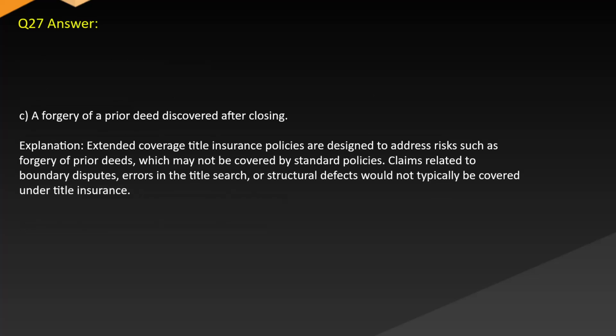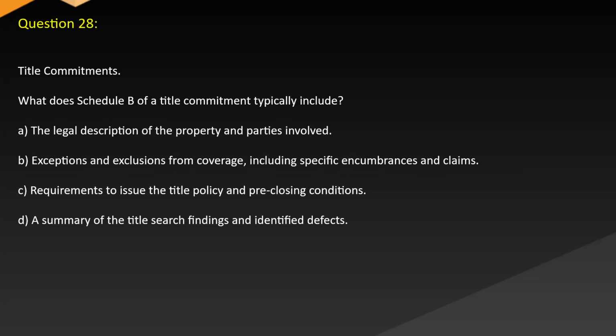Answer: C. A forgery of a prior deed discovered after closing. Explanation: extended coverage title insurance policies are designed to address risks such as forgery of prior deeds, which may not be covered by standard policies. Claims related to boundary disputes, as in the title search, or structural defects would not typically be covered under title insurance. Question 28. Title commitments.